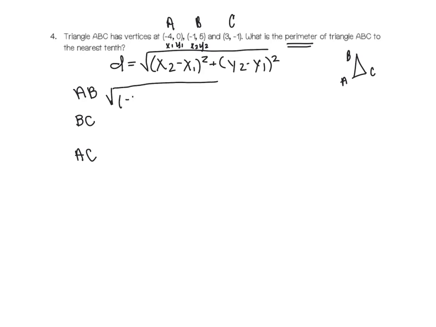So I would have the square root of -1 minus -4 squared plus 5 minus 0 squared. I wouldn't recommend typing the square root into the calculator because rounding too early can slightly throw off your numbers. So I'm going to leave mine in the square root until the very end.